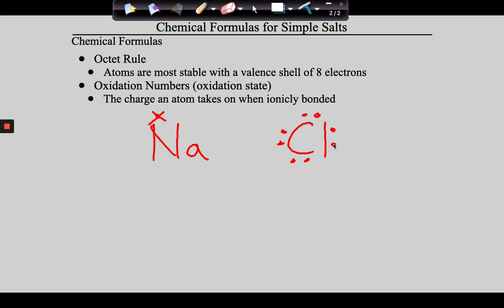But now guys, do this. When sodium loses an electron, what does its charge become? What's your charge if you lose 1 electron? +1. What's the charge of chlorine if it gains an electron? -1. Do you now understand oxidation states? Guys, that's what oxidation states are: the charges these elements take on when they gain and lose electrons. Yeah?